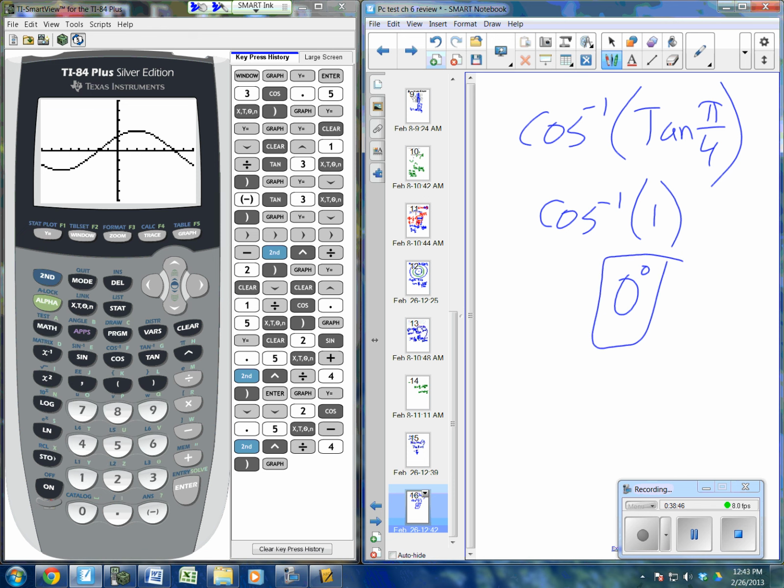You just start on the inside. Figure out that one, and then go to the outside one and do that. And so the tangent of pi over 4 is 1. So I replaced it, and then I found the cosine inverse of 1 and got 0 degrees. Okay? Got it? We got to start the test.